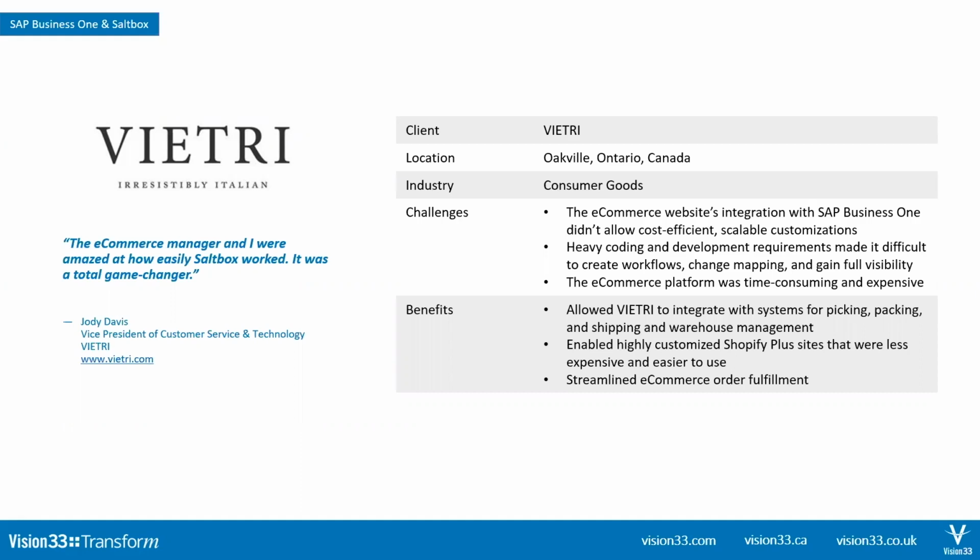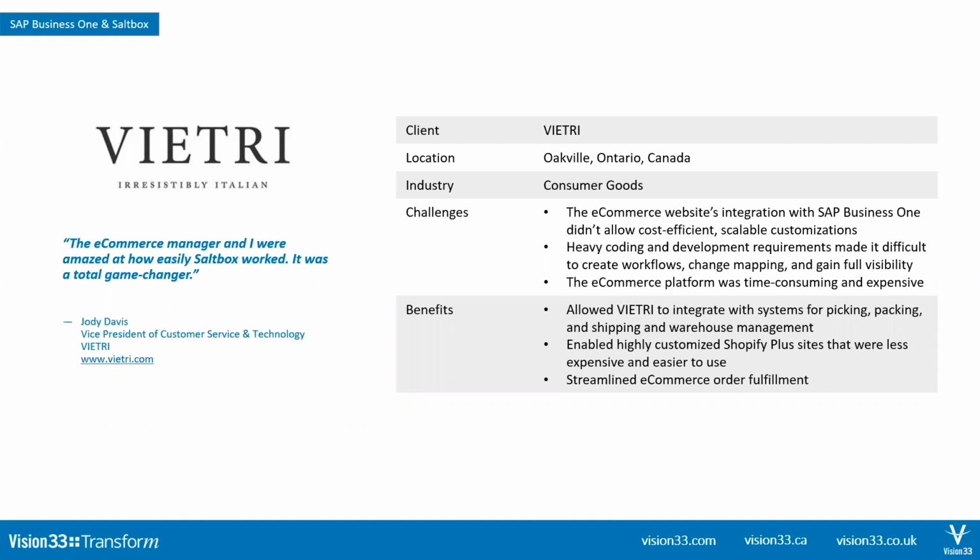They're in what they call consumer goods, and they're in Oakville, Ontario, Canada, right? Their challenges were that their e-commerce website integration with SAP Business One didn't allow cost-efficient, scalable customizations. Now, to be honest, this was a solution previously created by Vision 33, right, for them. It was heavy on the coding side, and development requirements made it difficult to create their own workflows, change mappings, gain full visibility. Any change they needed, they had to go back to the development team to make that change. The e-commerce platform was very time consuming and expensive.